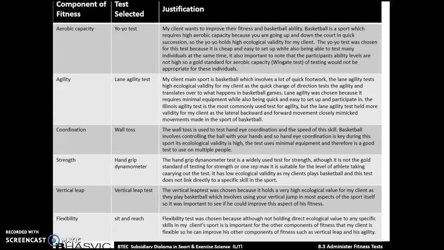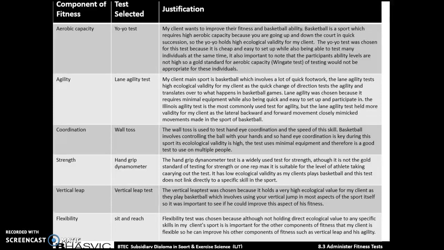Basketball is a sport which requires high aerobic capacity because you are going up and down the court in quick succession. So a yo-yo test holds high ecological validity for my client. The yo-yo test was chosen for this test because it is cheap and easy to set up, while also being able to test many individuals at the same time. It is also important to note that the participants' ability levels are not high, so a gold standard for aerobic capacity, a Wingate test, would not be appropriate for these individuals.